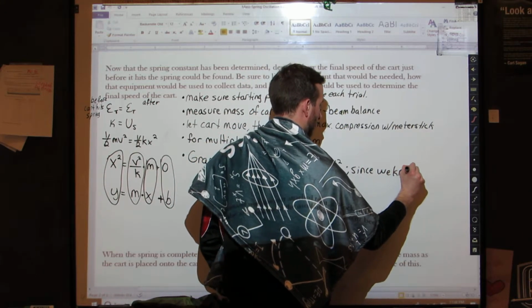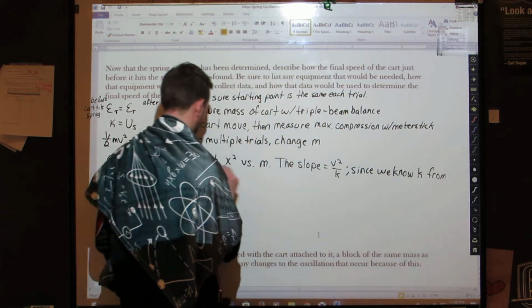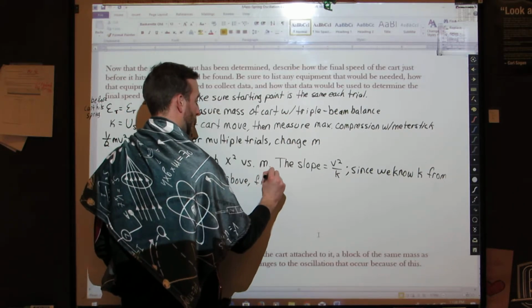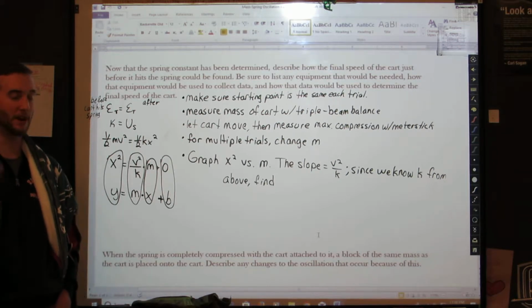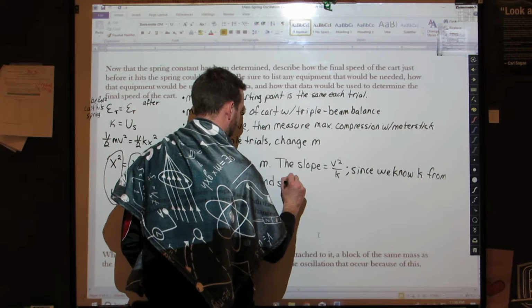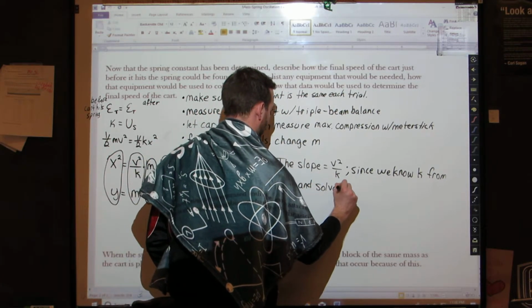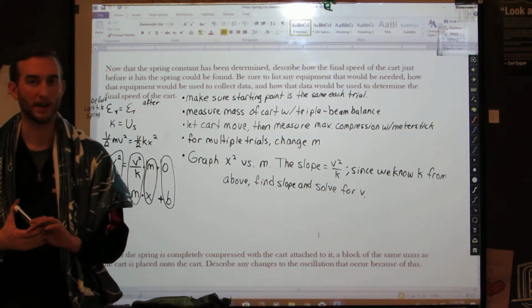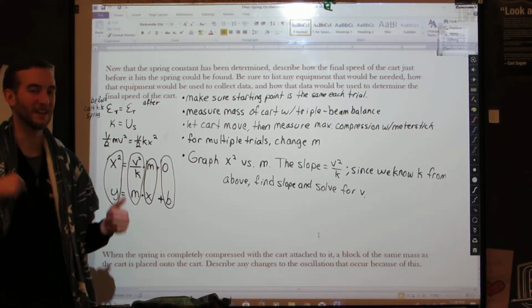So, since we know k from above, all we have to do is actually numerically find the slope, do a slope calculation, y2 minus y1 over x2 minus x1. So we find the slope, and then solve for v. Very simple, okay? I say very simple, but it's a process.